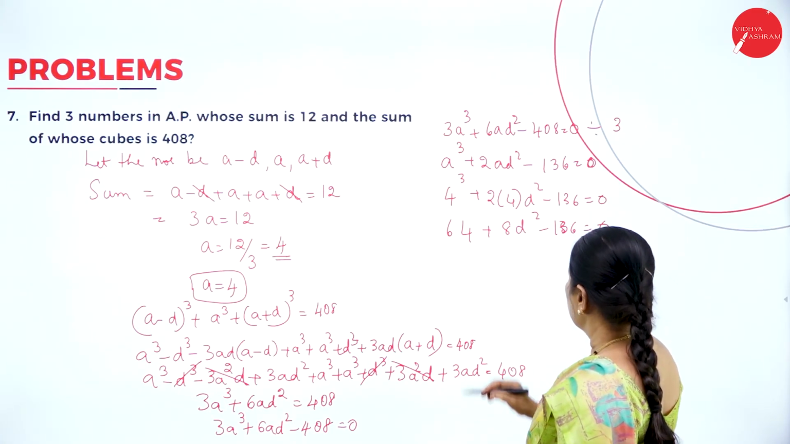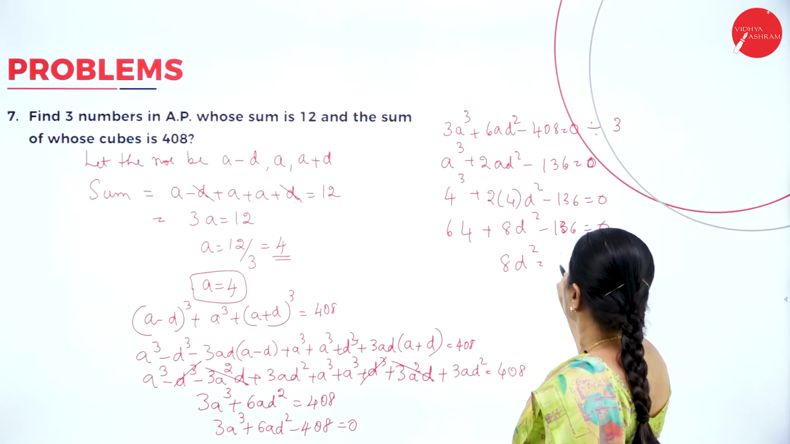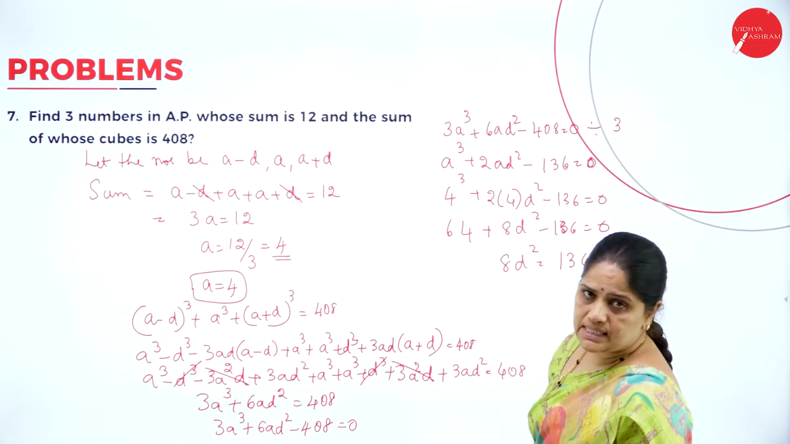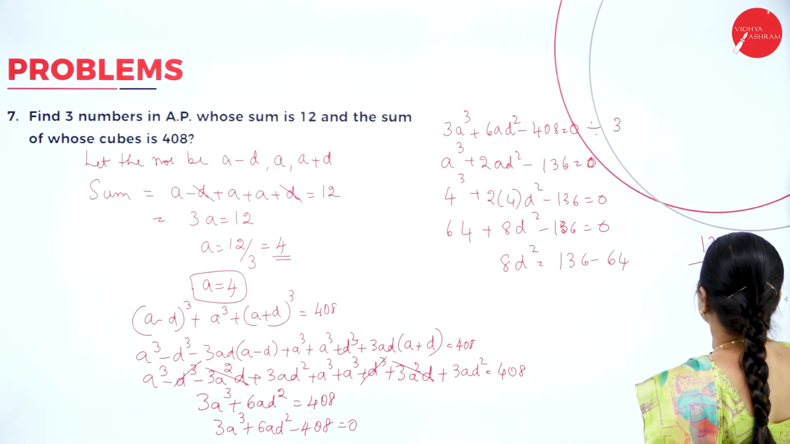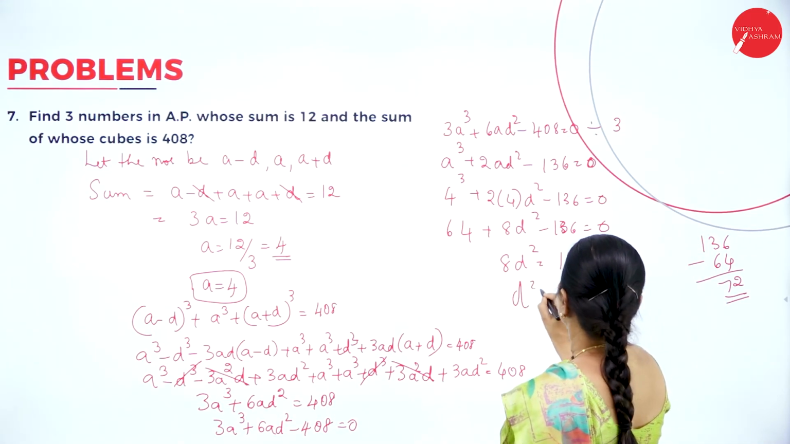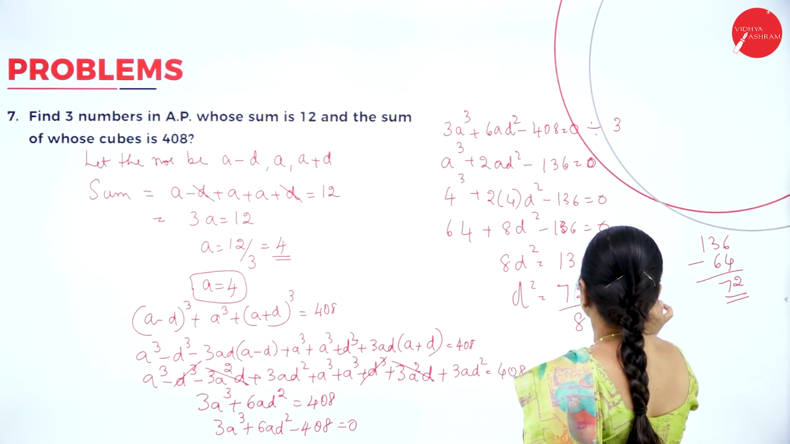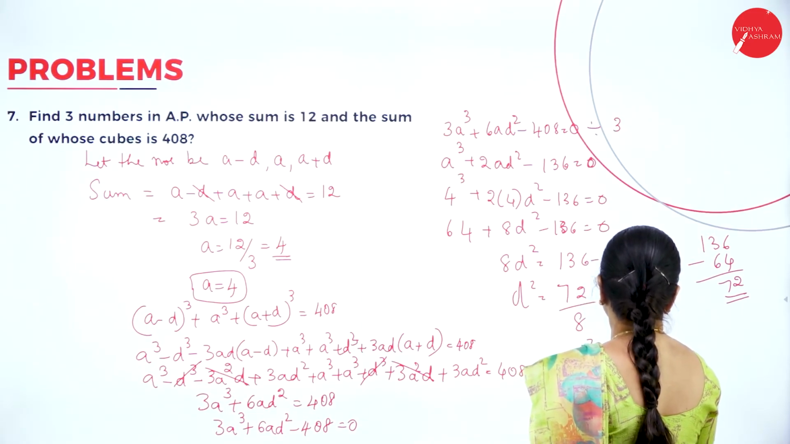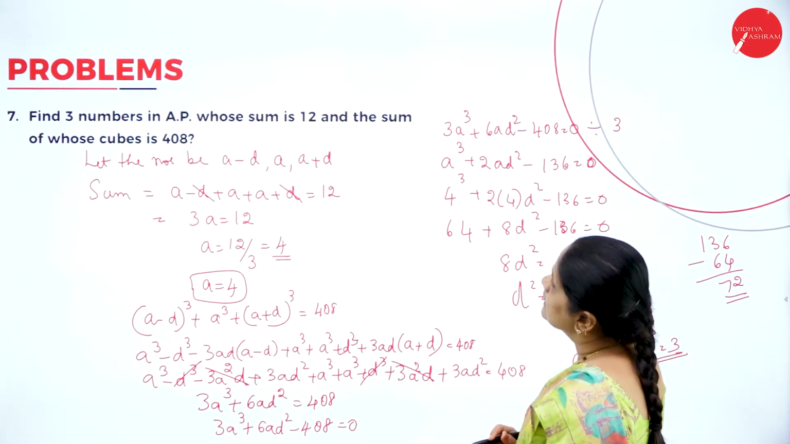So I will simplify this. 8d square equals 136 minus 64. So 136 minus 64 is 72. d square equals 72 by 8. So d square equals 9. d equals 3.